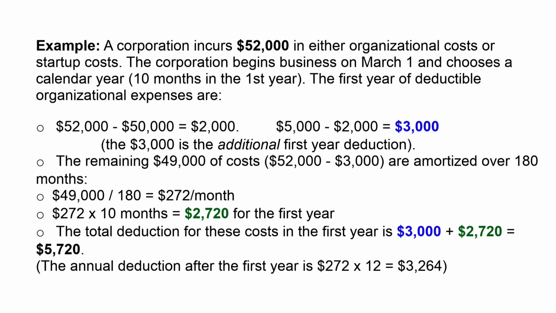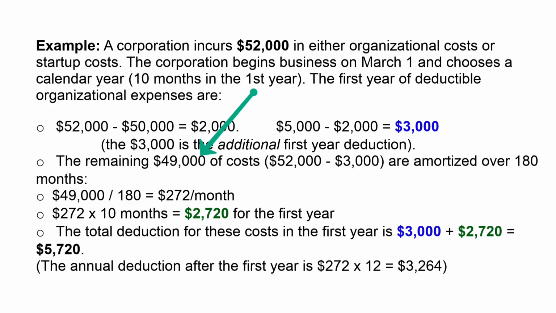Here's an example of the calculation. Let's assume a corporation incurs $52,000 of either organizational or startup costs, and the business begins on March 1st. That means the calendar year for the first year is only 10 months. The costs exceed the $50,000 threshold by $2,000. Therefore, the $5,000 immediate expense gets reduced by that $2,000, so now it is only $3,000. The remaining $49,000 of costs are still allowed to be amortized over 180 months.